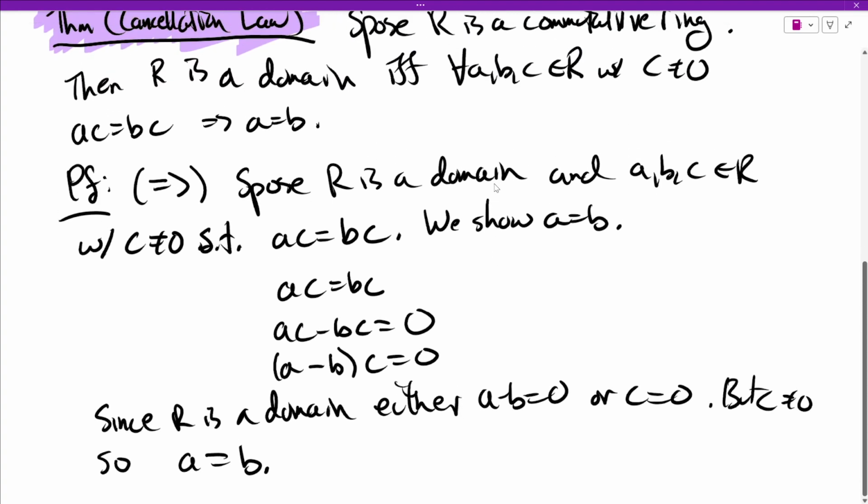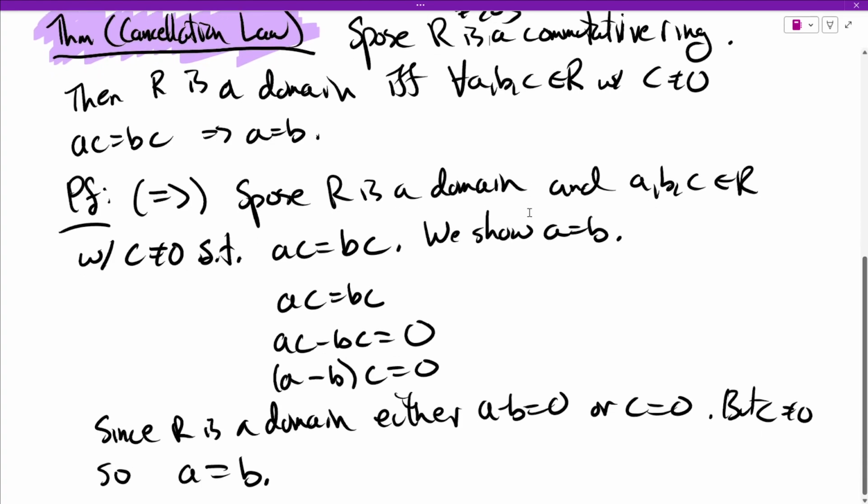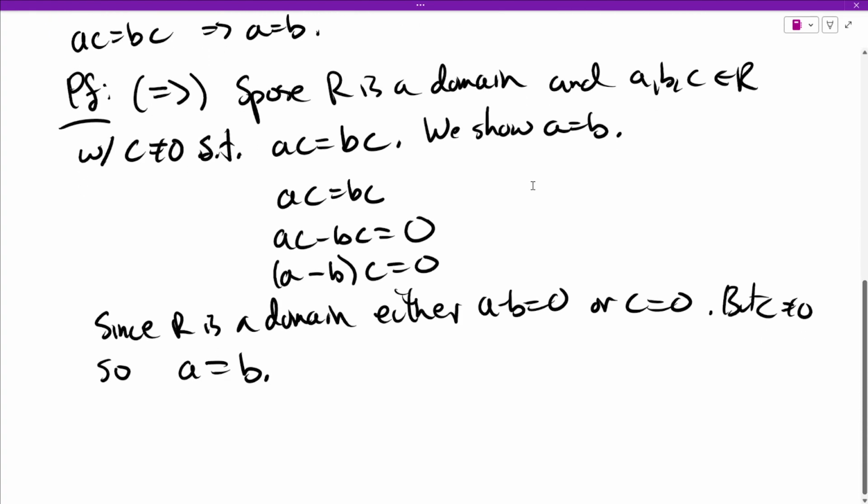Oh, I'm now noticing a slight error here in this theorem. Suppose R is a non-zero commutative ring. I'll have to go back in and fix the notes. Nevertheless, that's the forward direction.